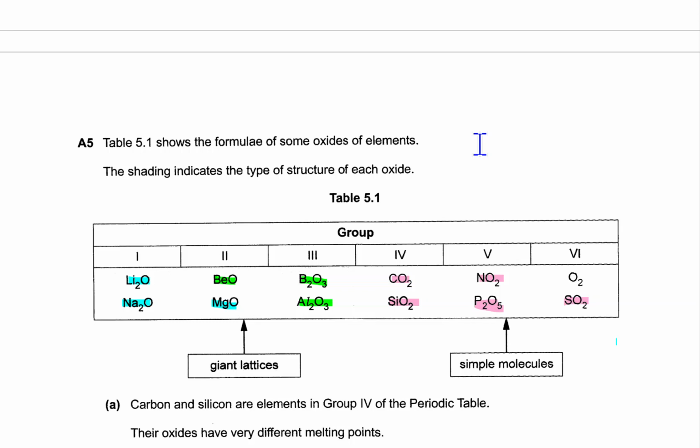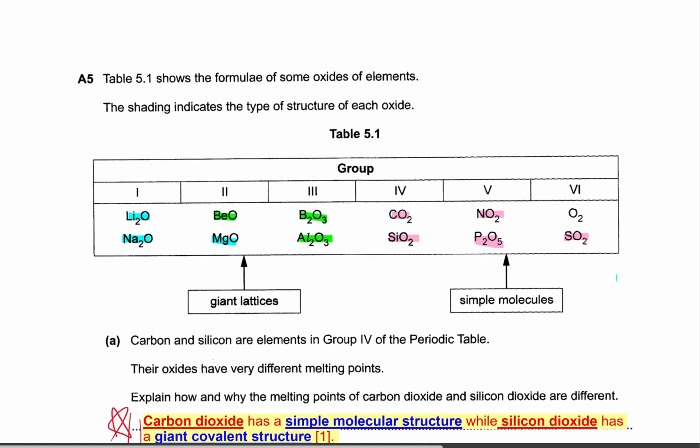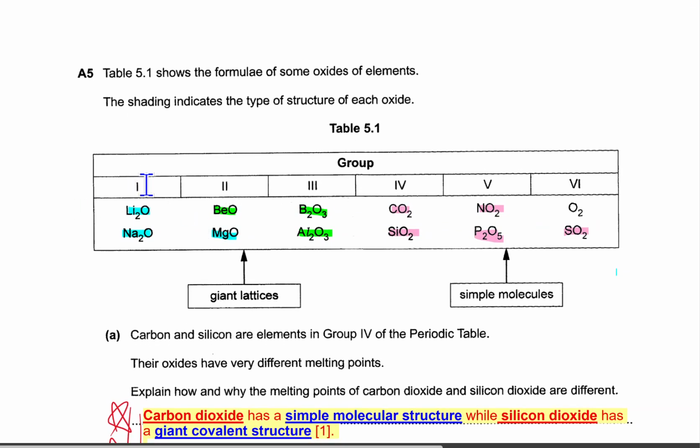This is a year 2020 paper 2 question A5. So in this question, Table 5.1 shows some oxides of elements from group 1 to group 16. This is group 1, group 2, and then group 13, 14, 15, and 16, and so on.